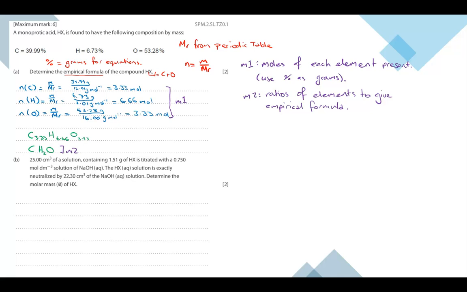Alrighty, so part B. A 25 centimeter cube solution containing 1.51 grams of HX is titrated with 0.75 moles per liter of sodium hydroxide, exactly neutralized by 22.3 milliliters of sodium hydroxide solution. Determine the molar mass. Okay, so we've cleared ourselves some space. So we're after the molar mass. That is our target. So what equations are we going to use?